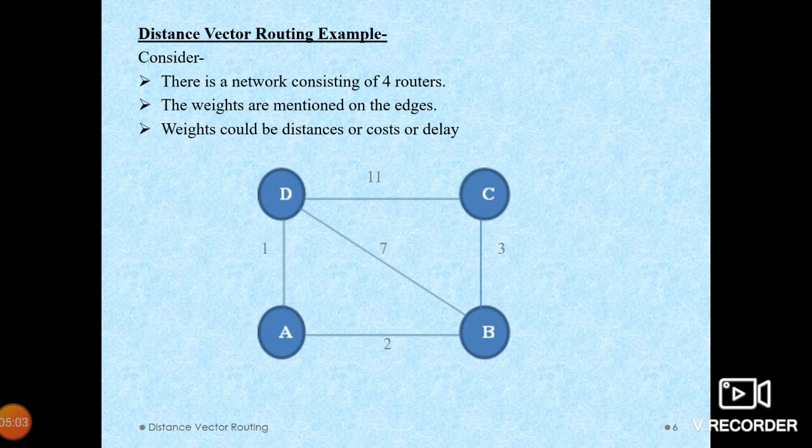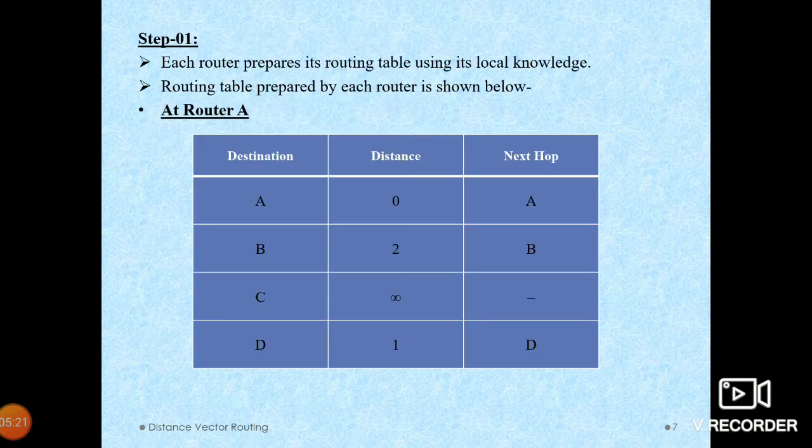But A doesn't have a direct link with C. So we need to mention infinity in the initial state. And we want to find the shortest path to reach C, whether through B or through D. So in the first step, as we have seen, each router needs to prepare a routing table using its local knowledge.